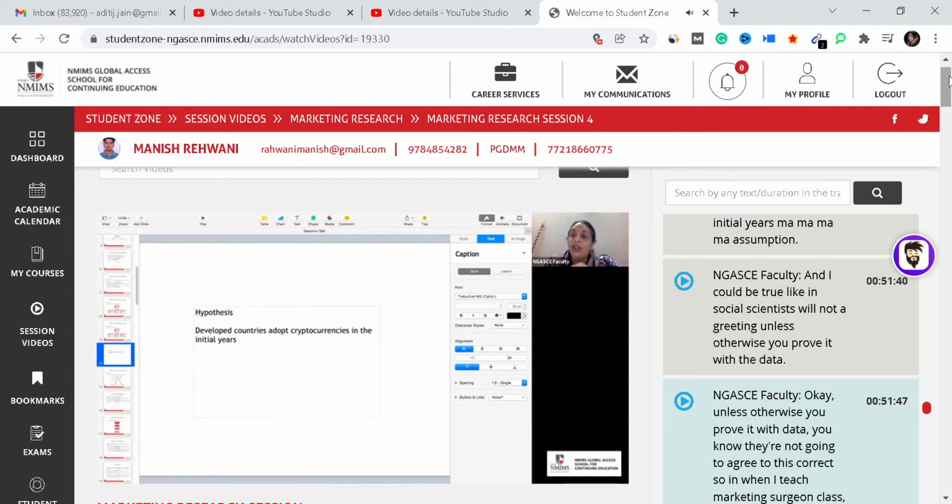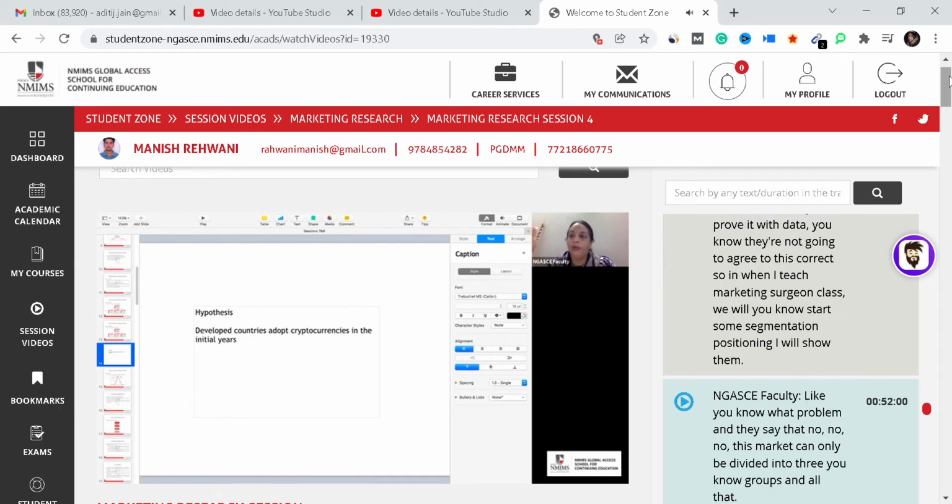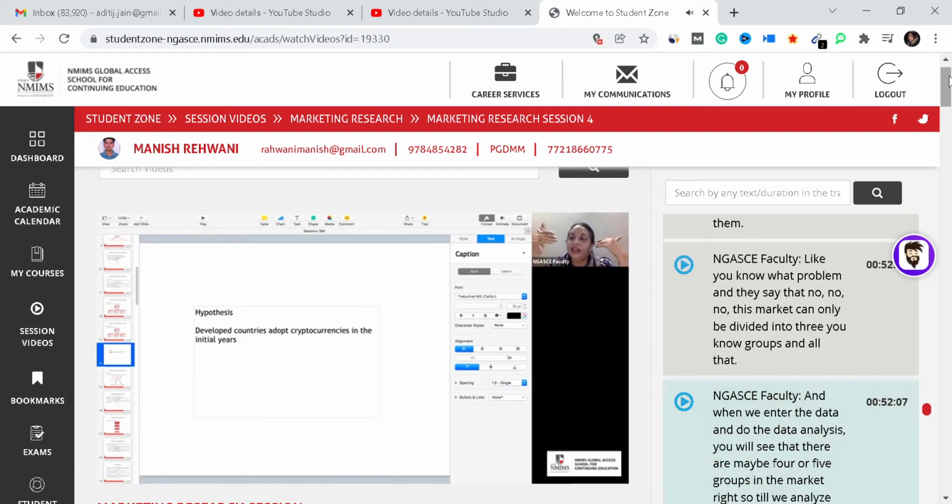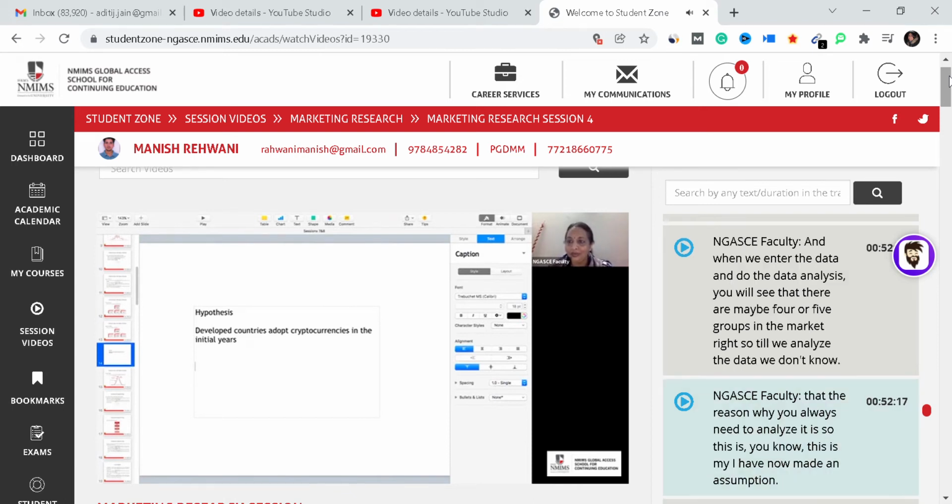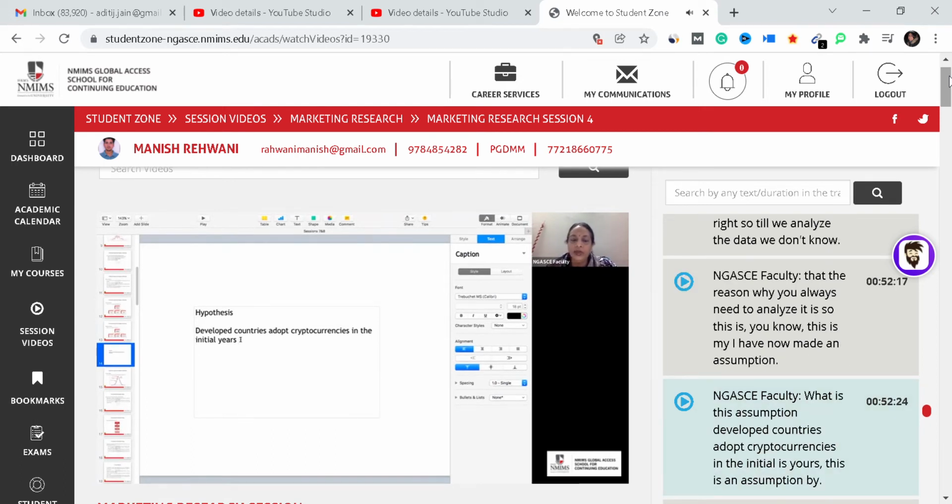Correct. So when I teach market research in class, we start with segmentation, positioning. I will show them a problem, and they'll say that no, this market can only be divided into three groups and all that. And when we enter the data and do the data analysis, you will see that there are maybe 4 or 5 groups in that market, right? So till we analyze the data, we don't know. That's the reason why we always need to analyze the data. So I have now made an assumption. What is this assumption? Developed countries adopt cryptocurrencies in the initial years. This is an assumption by me.